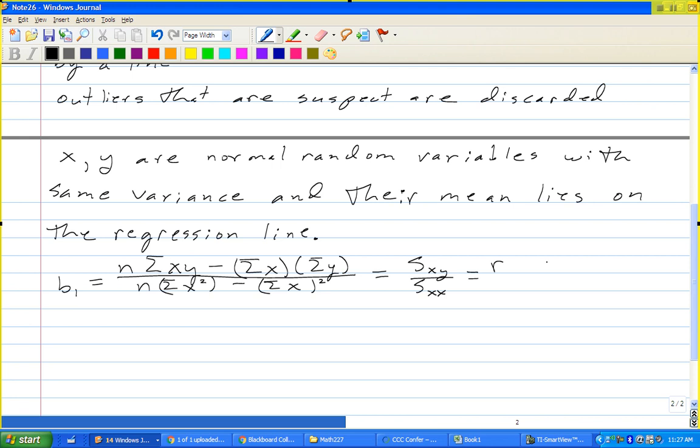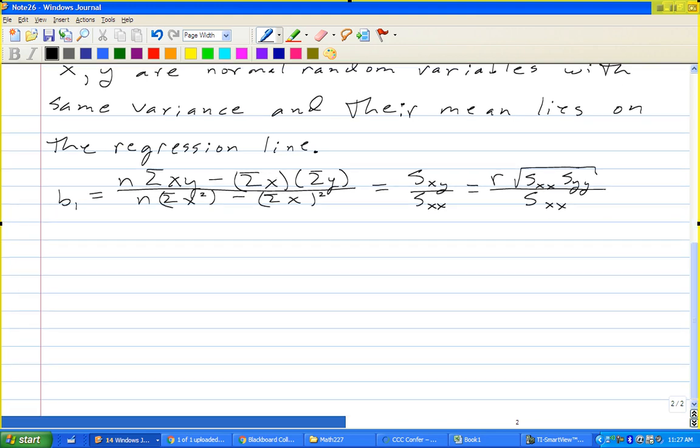And if you want to put it in terms of the correlation coefficient and some covariances, I can write it in the following fashion. Or I could write it as, again, in terms of the correlation coefficient and some covariances.